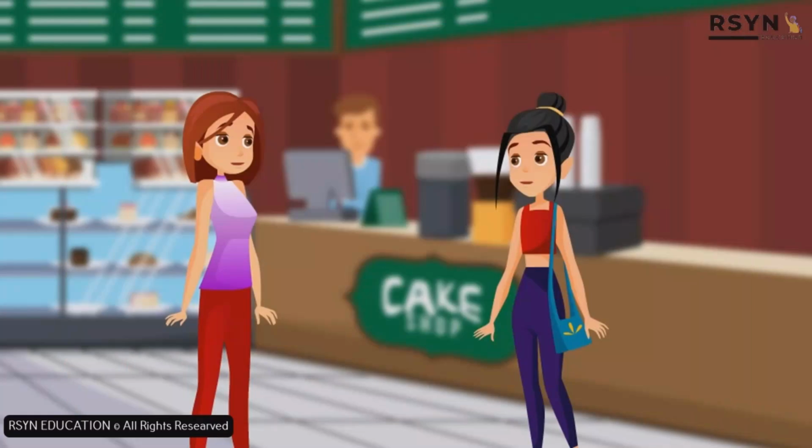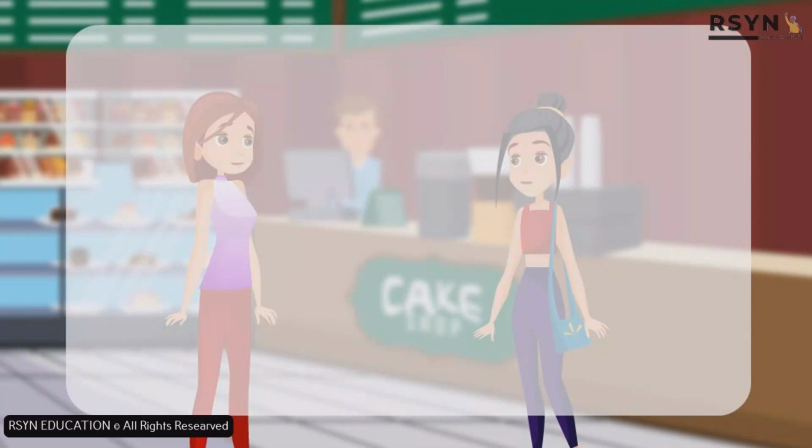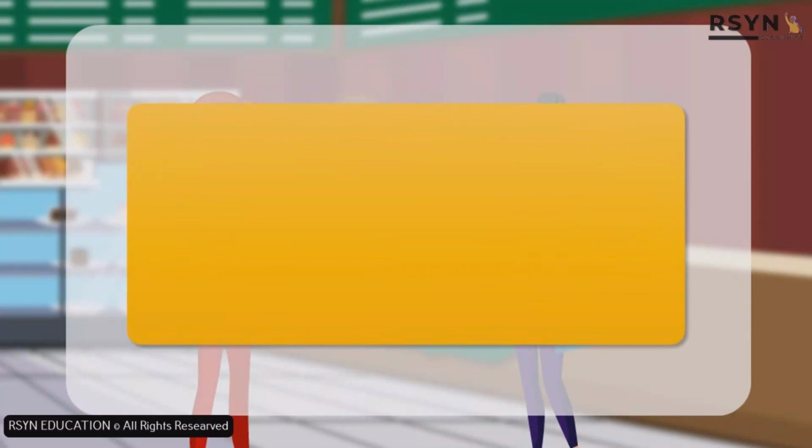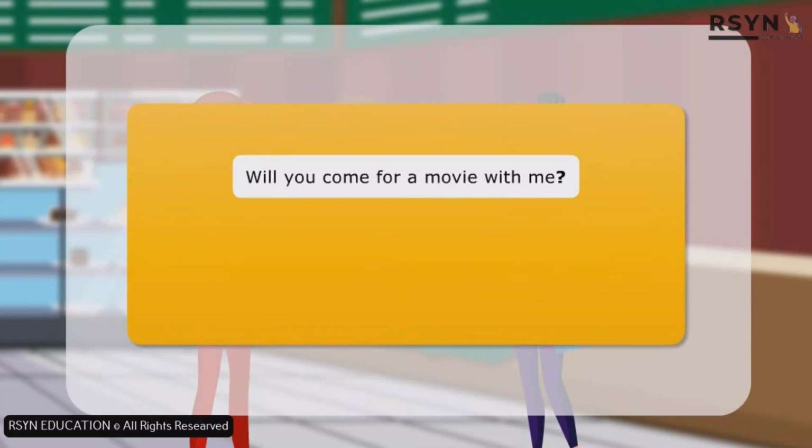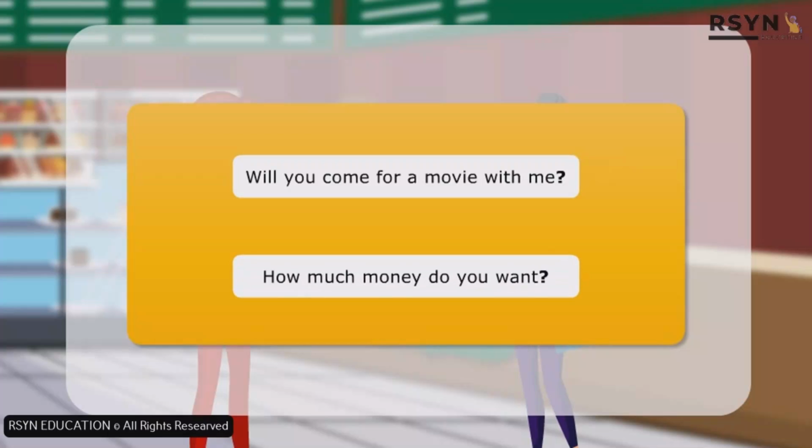Here are a few more examples of sentences with question marks. Will you come for a movie with me? How much money do you want?